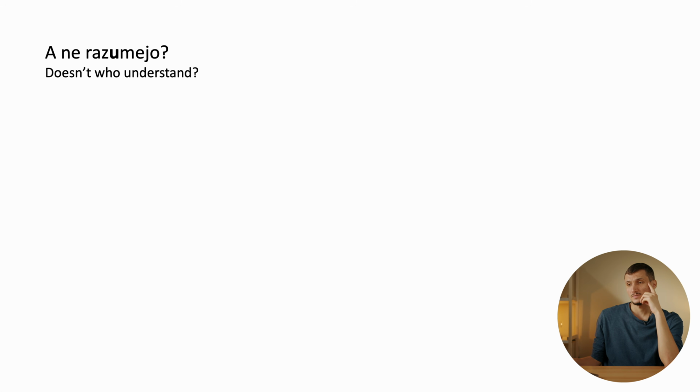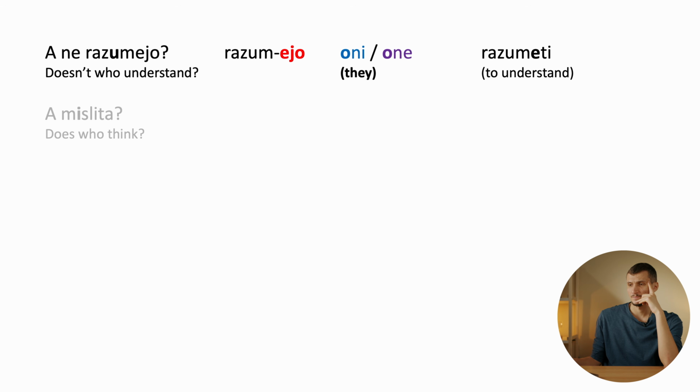A ne razumejo. Doesn't who understand? We're asking, doesn't someone understand? And the someone is razumejo or ejo, if that makes it easier, and that's oni, one. Razumeti. A mislita, ta, you two, they two. In this case, it's ita.